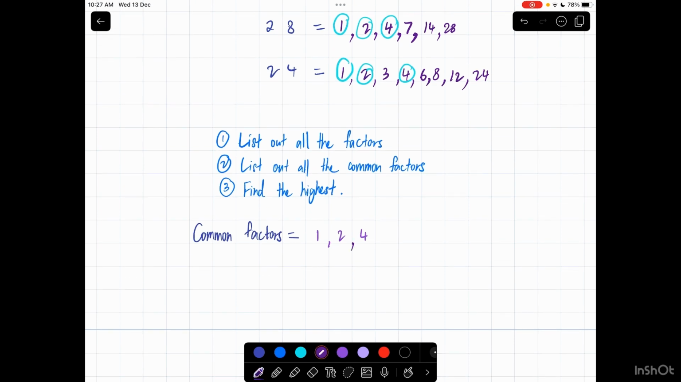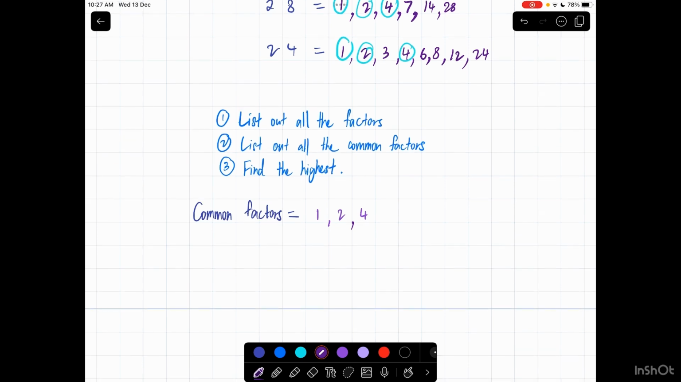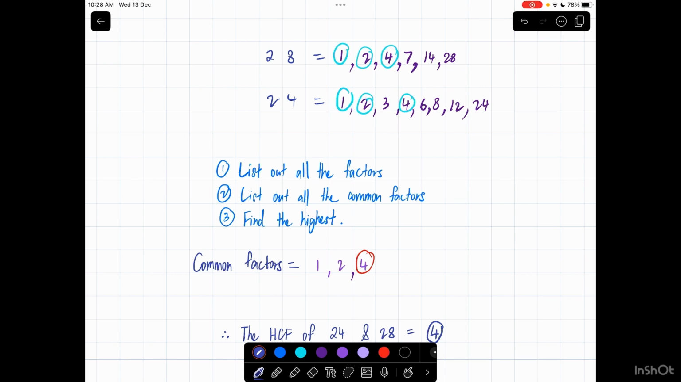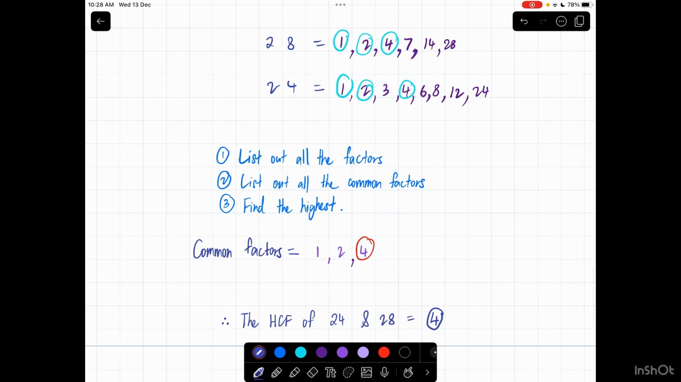So 1, 2, 4, the highest one would obviously be 4. So what we are trying to say is the HCF of 24 and 28 will be 4. That's it. The highest common factor. Just follow these 3 simple steps and you will be getting the HCF immediately.